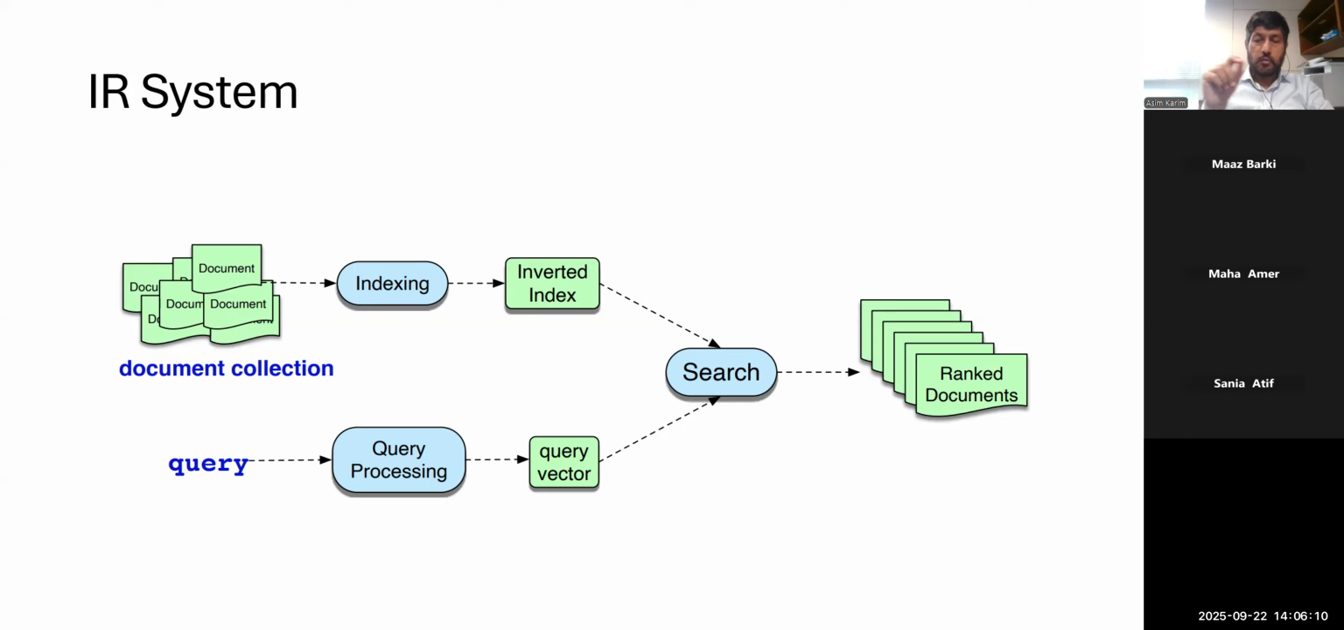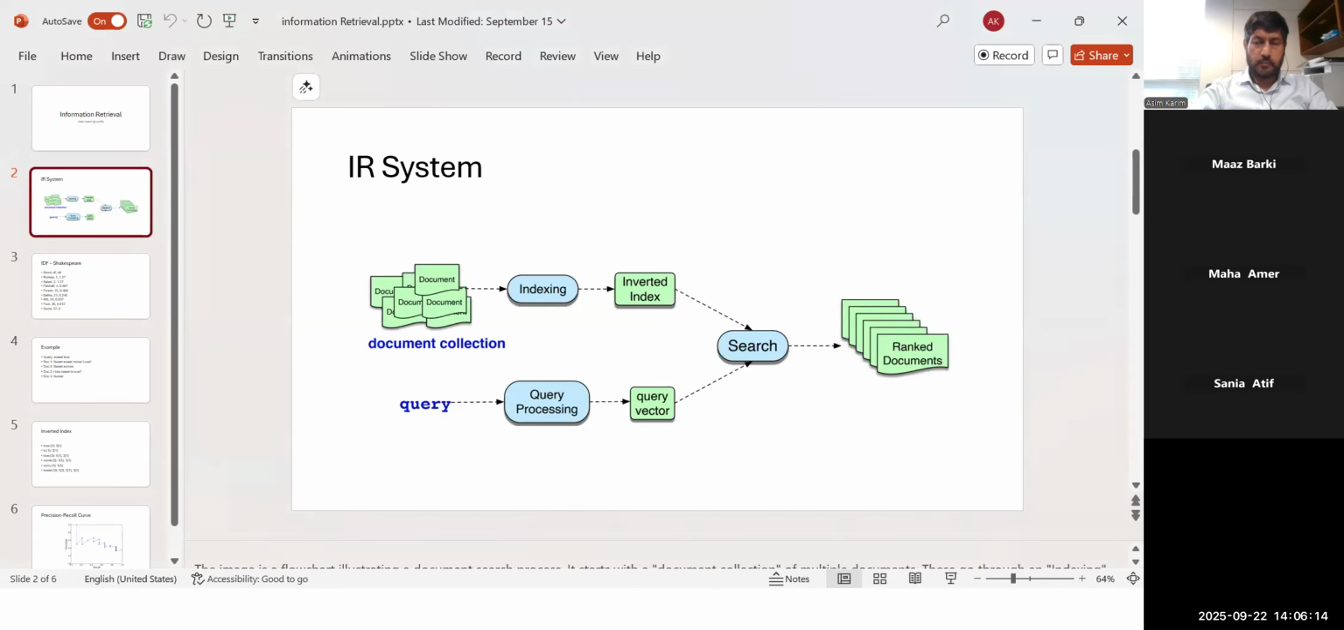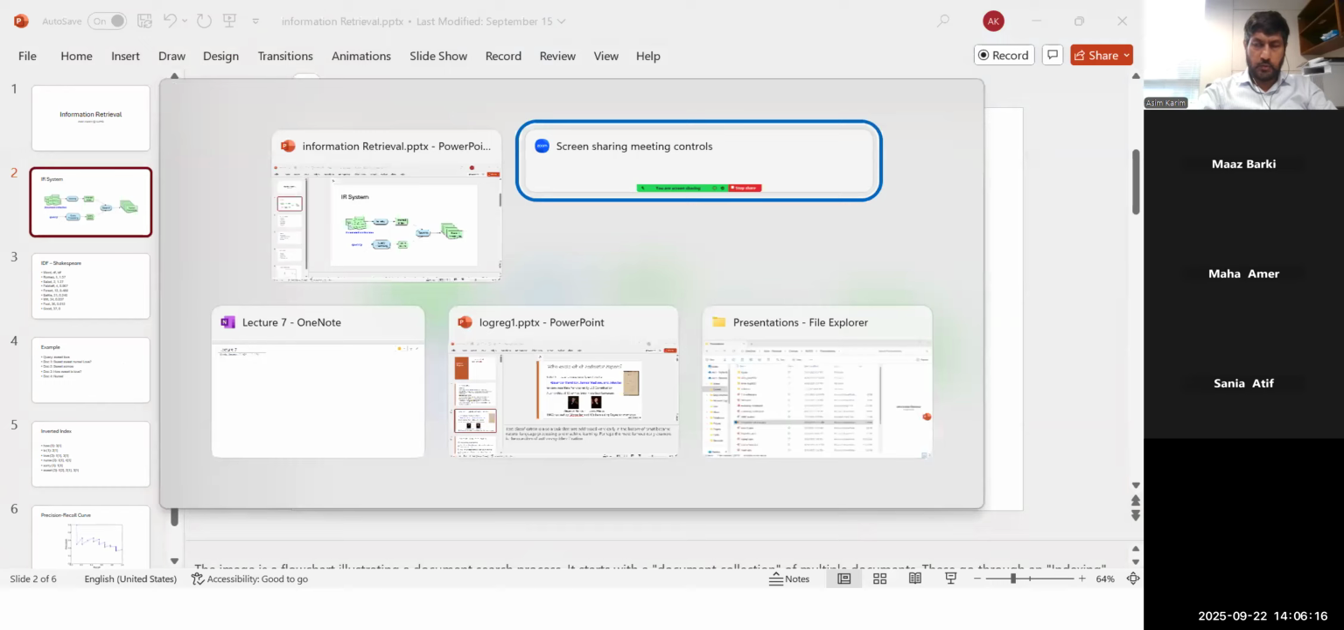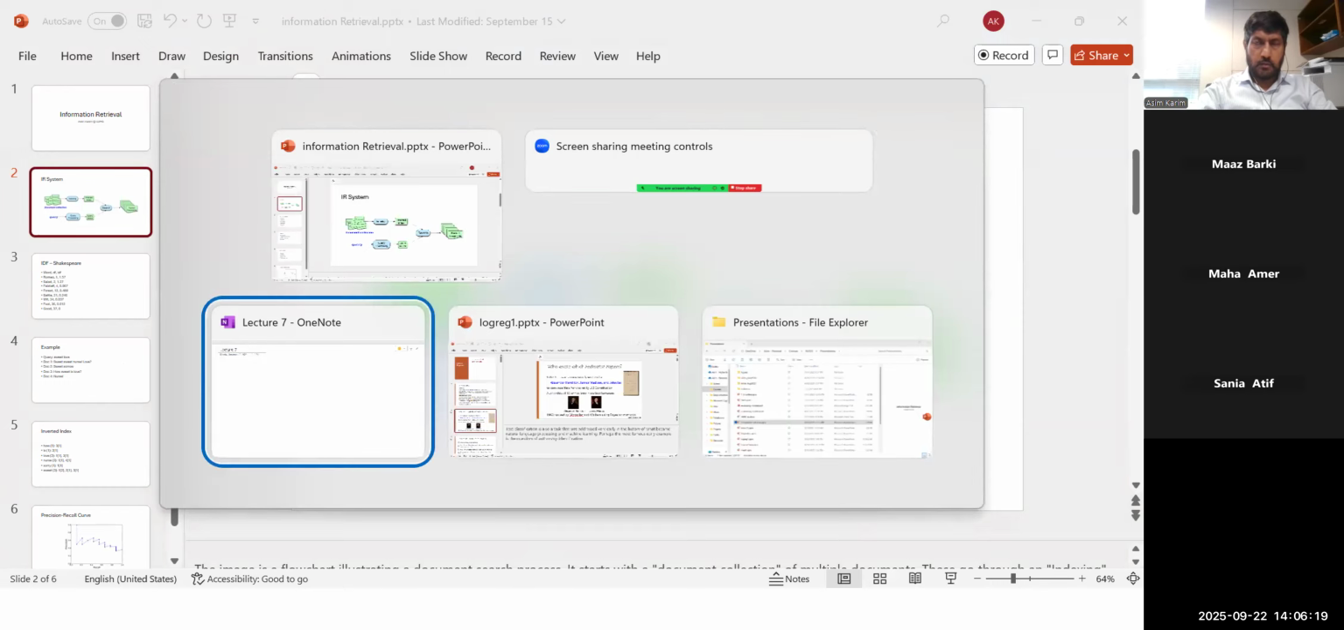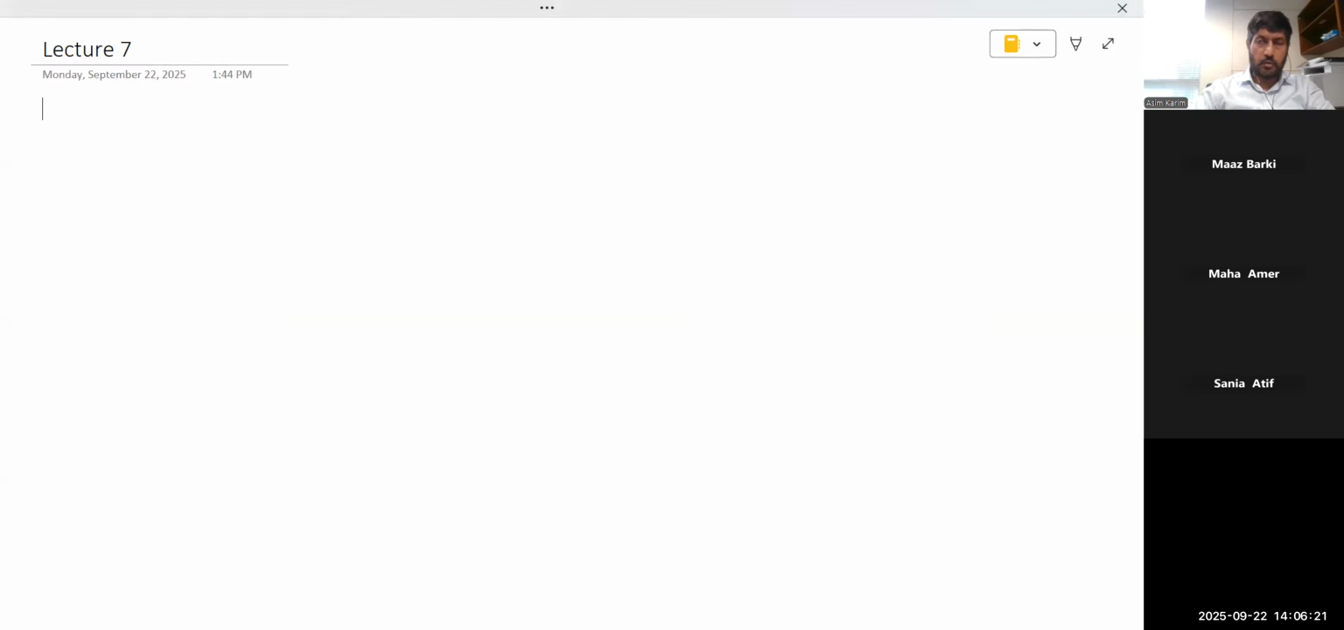Okay? So the inverted index is actually a very simple thing. I really didn't want to go into that, and it is something that you should look into on your own.